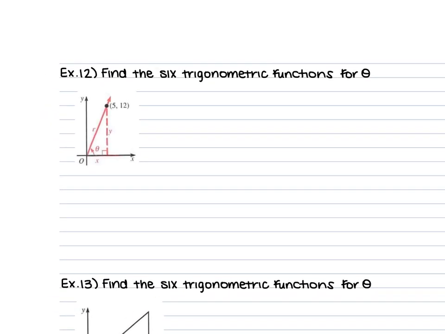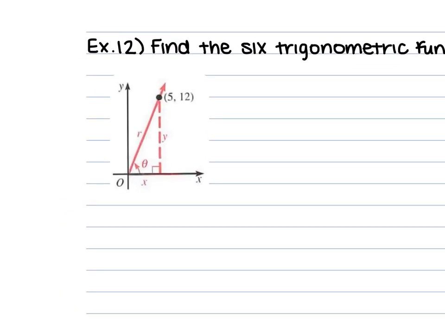For 12, we have a triangle on a coordinate plane. So we have an ordered pair that's 5, 12. Remember, your 5 is your x value, so it's going side to side. So that x is 5. Our x is 5, and that y is the 12. So we still need to find that r, which is our hypotenuse.